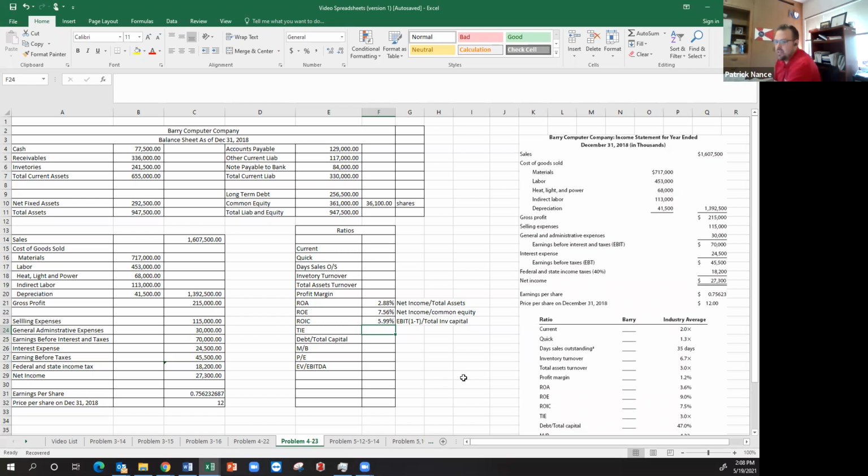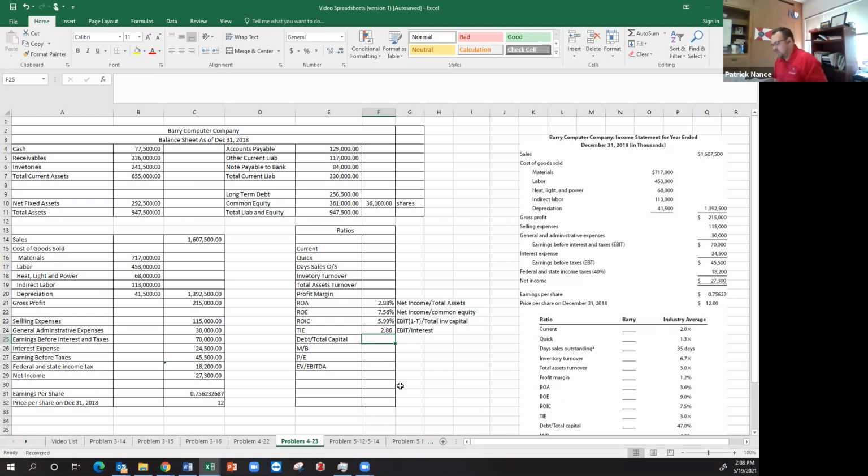Times interest earned is EBIT divided by interest. So EBIT, which is earnings before interest and taxes, divided by interest. So I've earned almost 3 times, but not quite, 2.86 times the amount of money to cover my interest. So that just makes sure I can cover my interest payments on my debt.